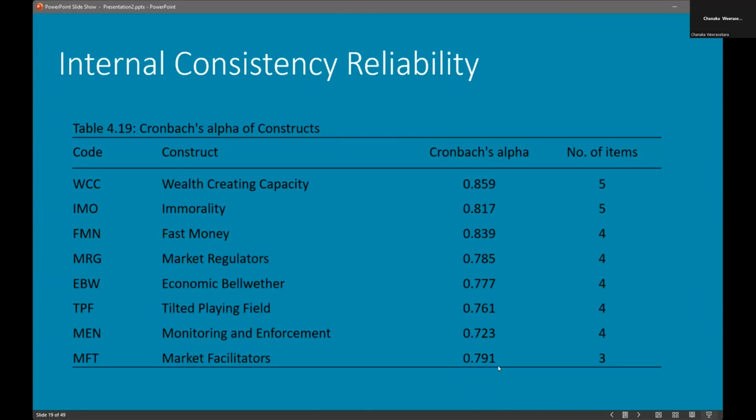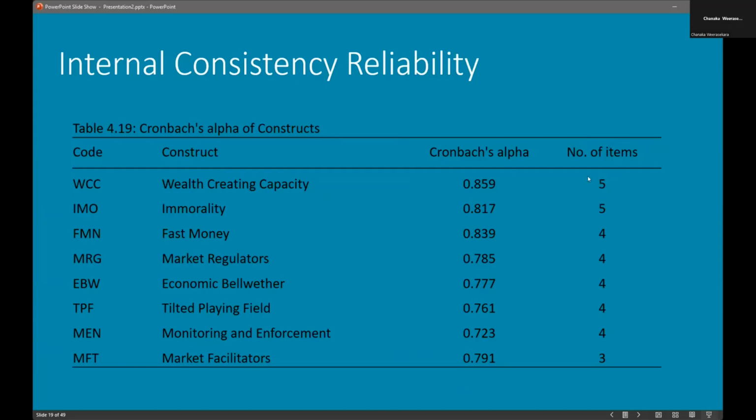If the values are higher than 0.7, generally we can confidently say that the internal consistency of the instrument is good. You can see the number of items here, corresponding to the number of questions actually.